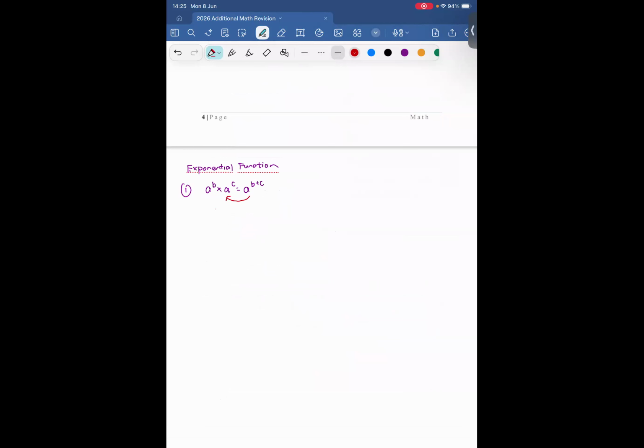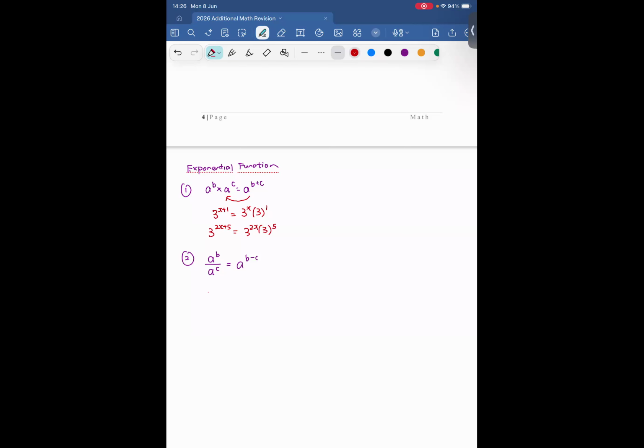So for example, if you have 3 to the power x plus 1, we write as 3 to the power x times 3 power 1. Okay? Or sometimes you have 3 to the power 2x plus 5. Then this is actually 3 to the power 2x times 3 power 5. So when you multiply, you actually adding your power together. Okay, if you divide, it will be just the power minus the power.